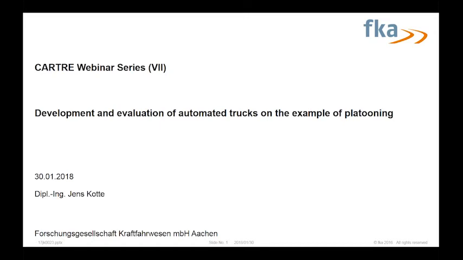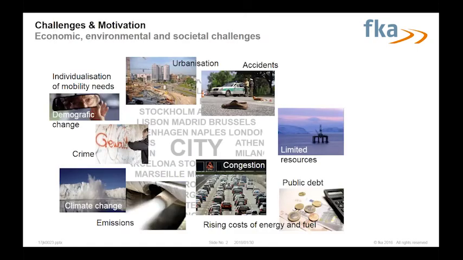So why do we talk about automation? What we have today and in the future, we have many challenges we have to face. This is, for example, climate change. We have to find solutions to make traffic more efficient, more energy efficient, but traffic efficiency is also quite important. In the future, we have the problems with urbanization, many accidents, and limited resources. For all of this, we need solutions to really have a good future with mobility for everyone. What we think, and many people think, is that automation can be part of a solution and can be quite helpful in this topic.